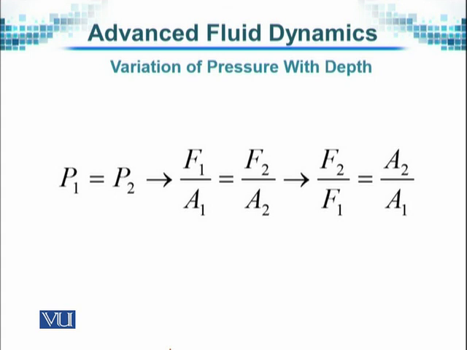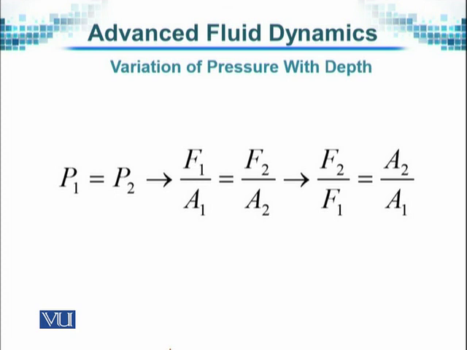Or with a little algebra, if we cross multiply and divide these numbers, then F2 over F1 will be equal to the same ratio as A2 by A1. So these are small manipulations that we need to calculate if we have to find out pressures at different points, point 1 and point 2, and we are given the values at one point, but we don't know the value at the other point.